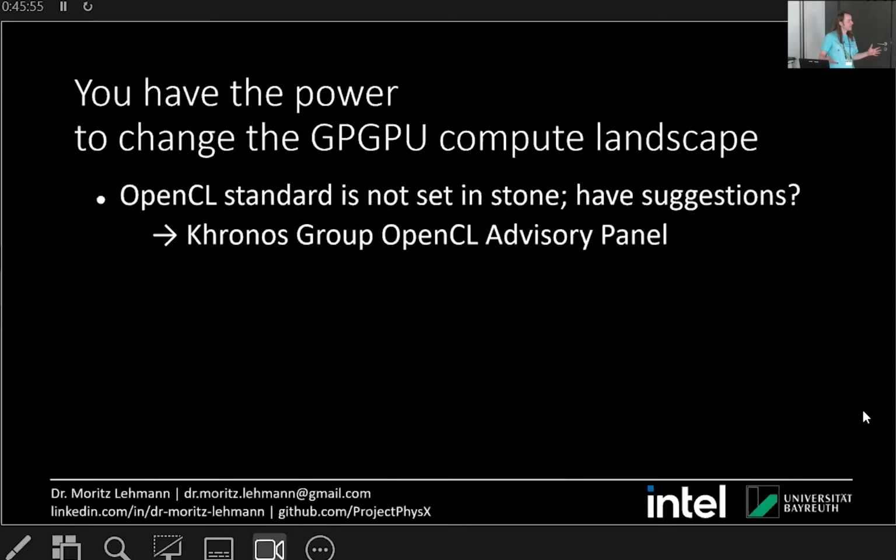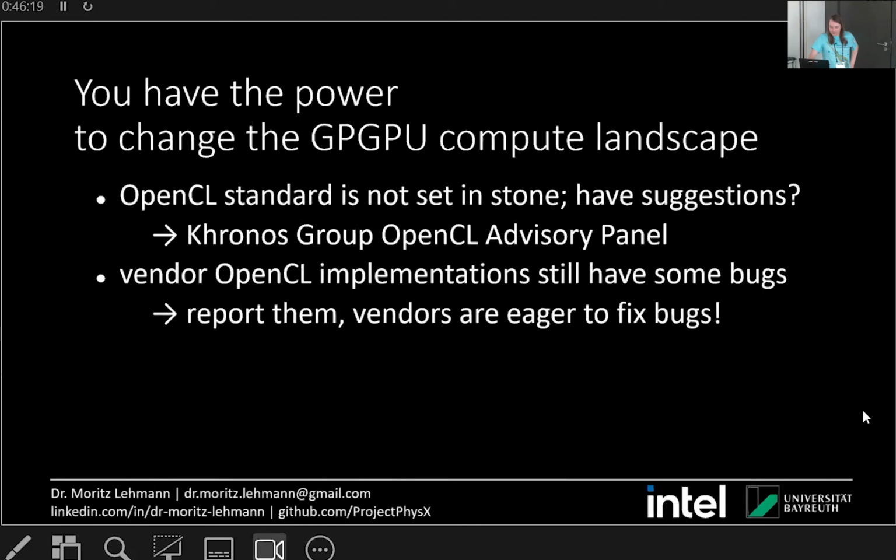If you have any suggestions, come to us, to the Khronos Group OpenCL advisory panel. New hardware also brings many new hardware features, the tensor cores and whatnot. And the OpenCL standard still has a way to go to also support some of those features. But OpenCL today is better than it ever has been in the past. The OpenCL vendor implementations, they still have some bugs. They are not perfect. If you find any of the bugs, report them. The vendors are very eager to fix the bugs.